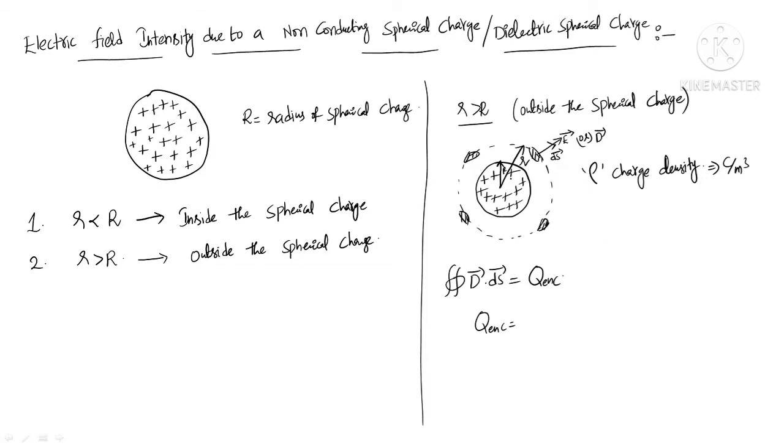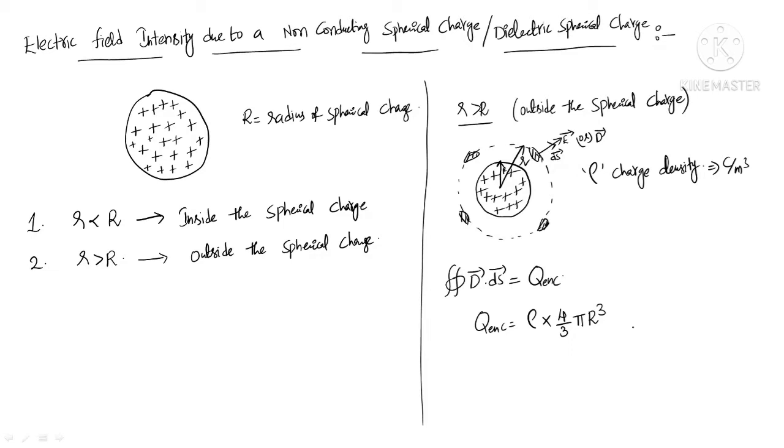Now, in order to find the total charge in this spherical charge distribution inside the Gaussian surface, you need to multiply rho with the volume of this spherical charge. We have seen that the volume of a spherical object is 4 by 3 pi times the radius cubed. What is the radius of this spherical charge? It is capital R. So rho into 4 by 3 pi R cube. This is Q enclosed. Is it right or not?